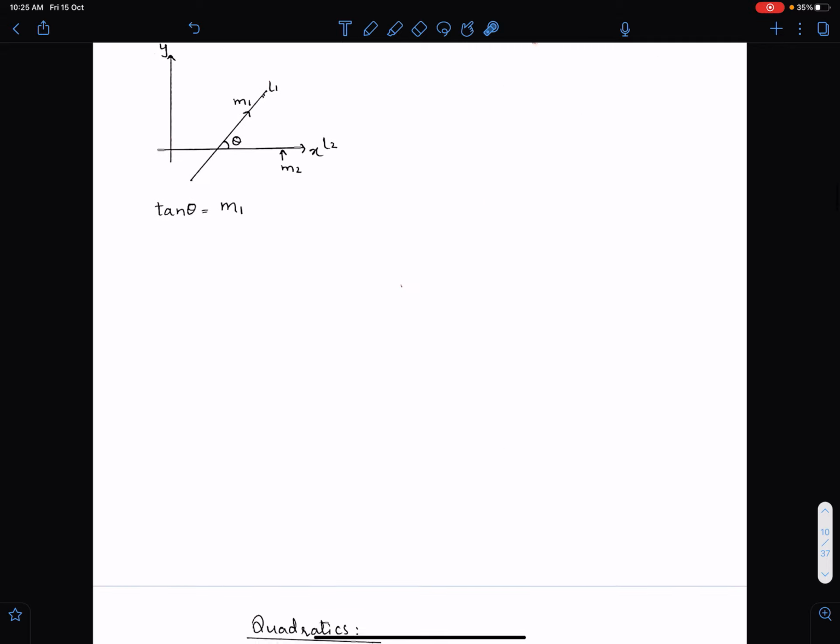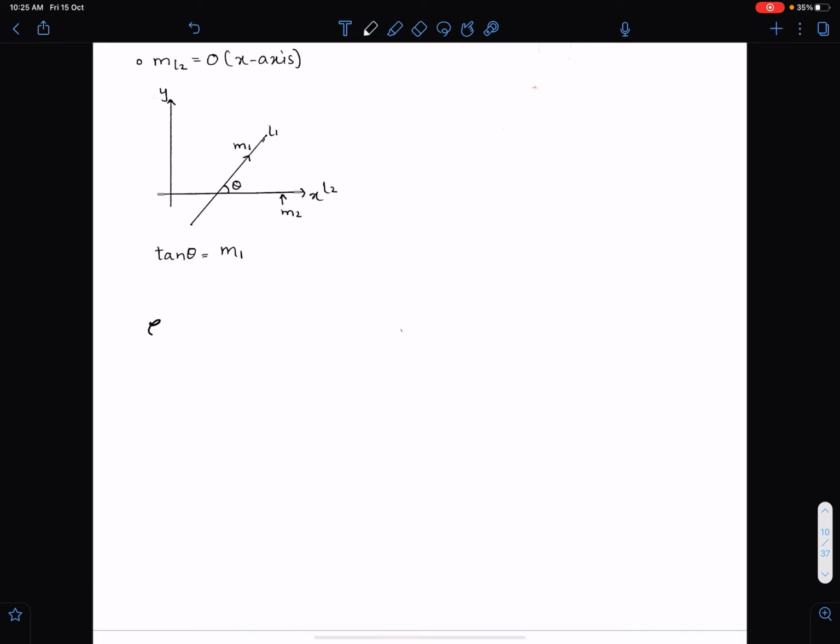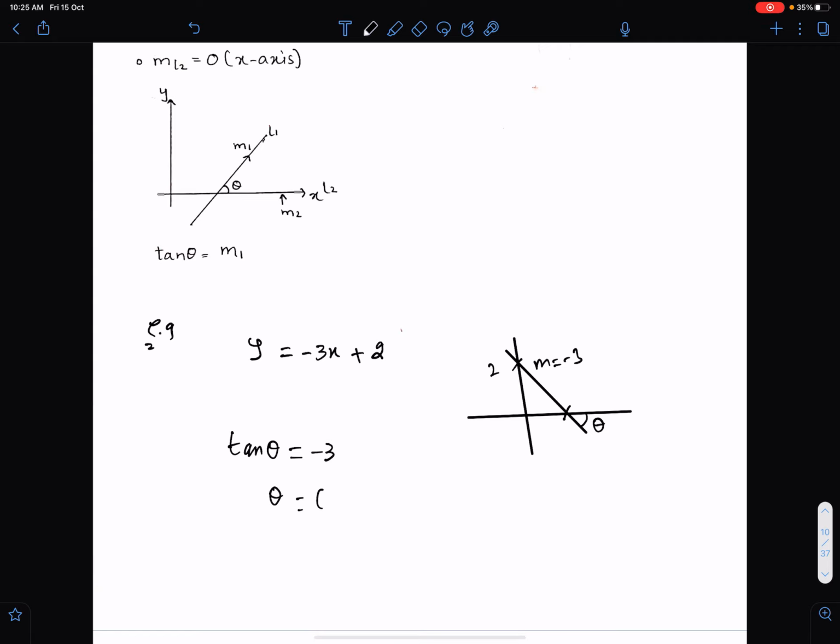And one very important thing. What if we have this line and we need its angle from the x-axis? Then this is the rough sketch of this line. So the gradient is -3 and the intercept is 2. So we need this angle. You have to use tan theta equals the gradient, which is -3. So theta is tan inverse of -3.